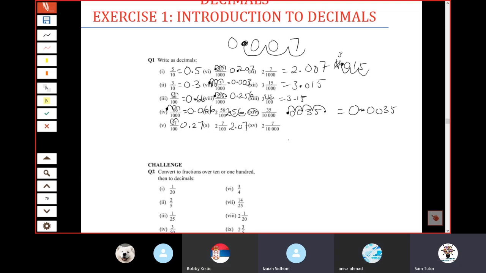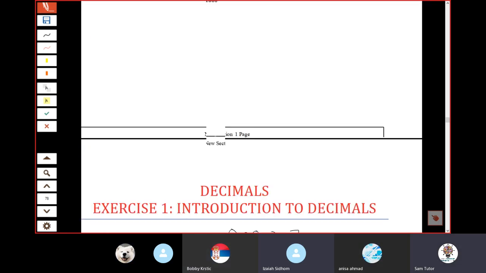And then this one here, you're going to go back four times. So 7, 1, 2, 3, 4. So it becomes 2.0007. Okay. Any questions? Nope. Good job.